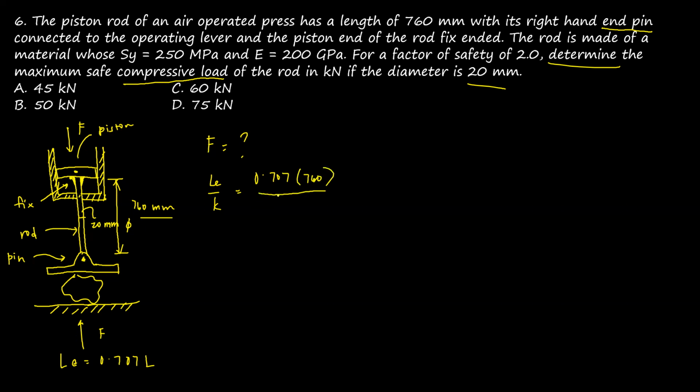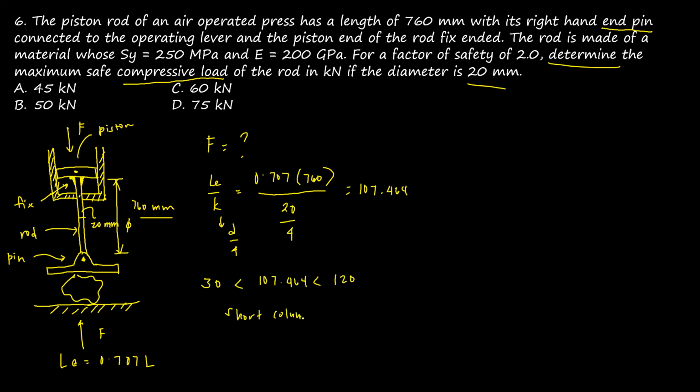So that is equivalent to 0.707 times the total length of the rod, which is 760 mm. And of course, ito ulit, radius of gyration for a simple circular cross section, which is K is equal to D over 4. The diameter is 20 mm, so 20 over 4. The slenderness ratio is 0.707 times 760 divided by 5. So this is 107.464. So this is greater than 30, but less than 120. So this is a short column.